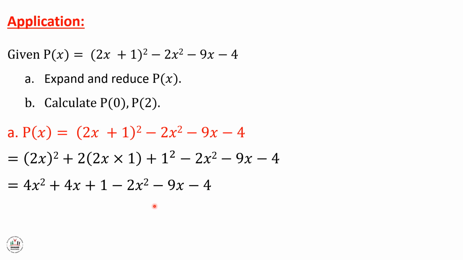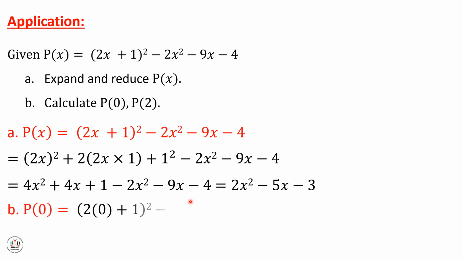Now we should collect the like terms with each other, so 4x squared minus 2x squared equal to 2x squared, plus 4x minus 9x equal to minus 5x, plus 1 minus 4 equal minus 3. So the final result after reducing p of x is equal to 2x squared minus 5x minus 3.